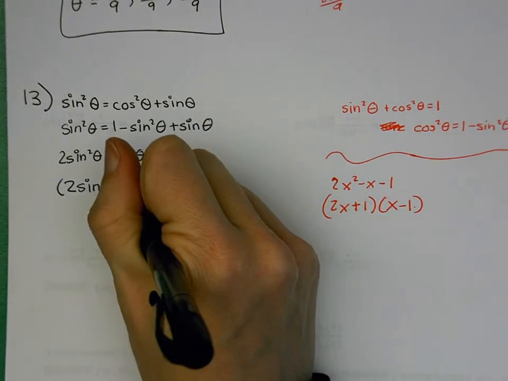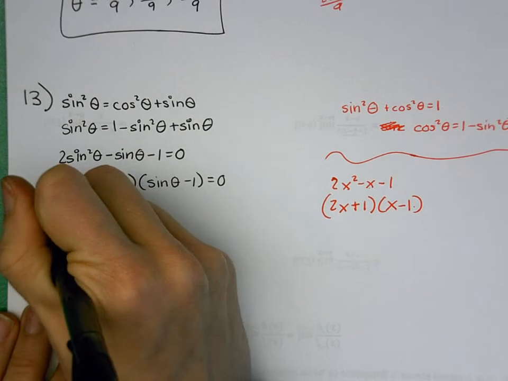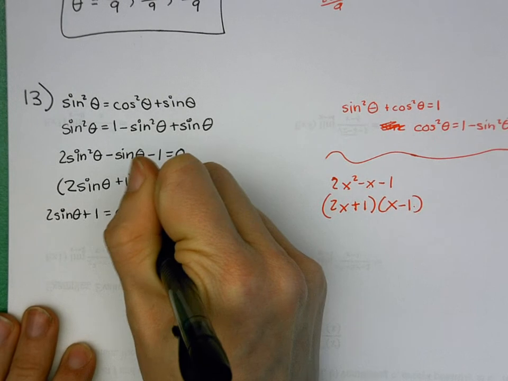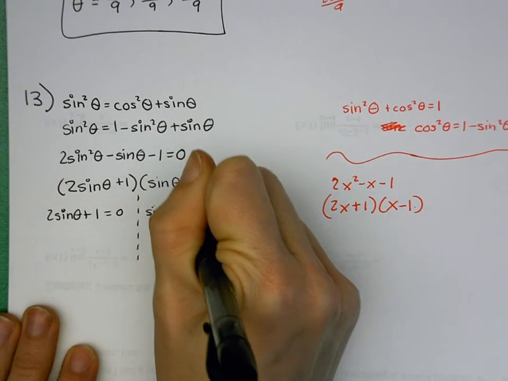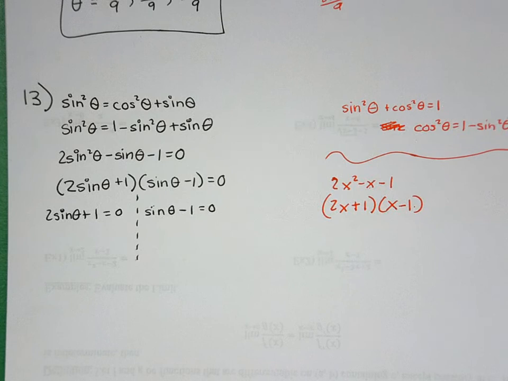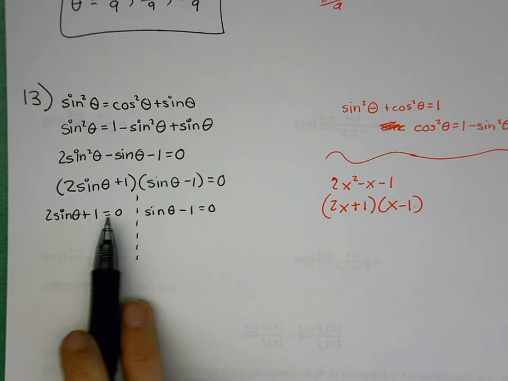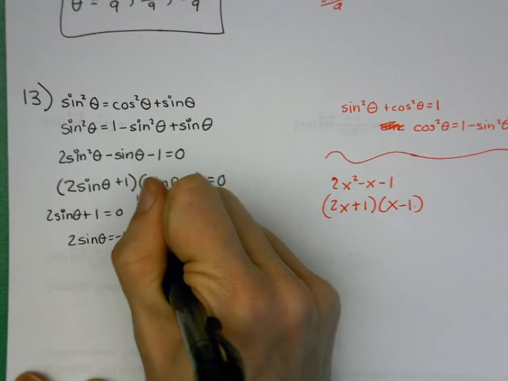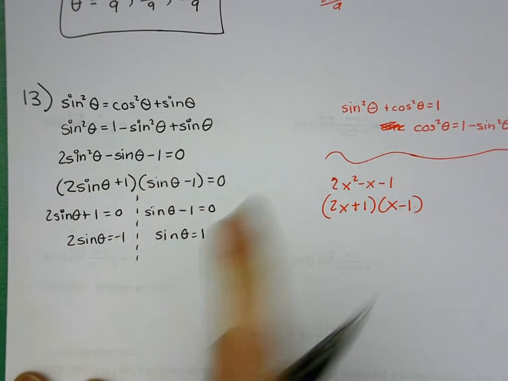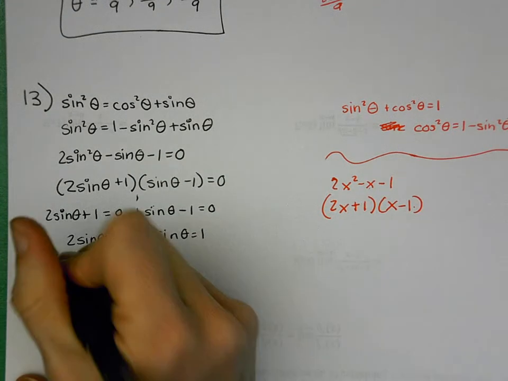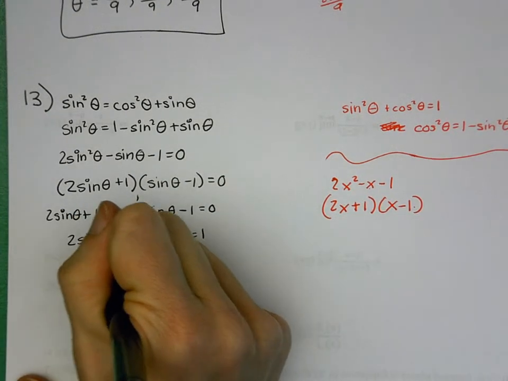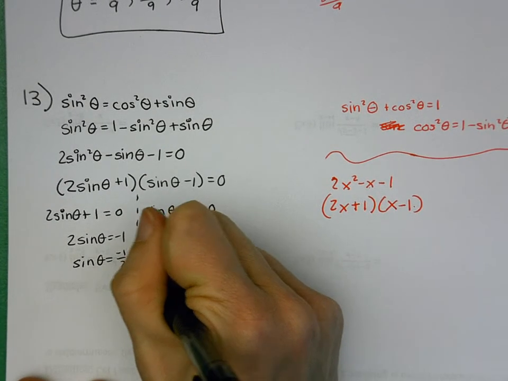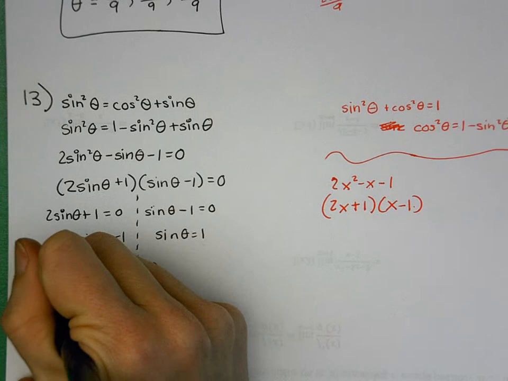And then solving. We have our 2 sine theta plus 1, which needs to equal 0, and our sine theta minus 1, which needs to equal 0. Okay, and then solving for theta, we're going to subtract 1 on this side, add 1 on that side, so 2 sine theta equals -1, and sine theta equals 1. So this right side's good to go. Left side, we've got one more step, which is I need to divide the 2 over. Okay, and now we have the ability to solve for our thetas here.